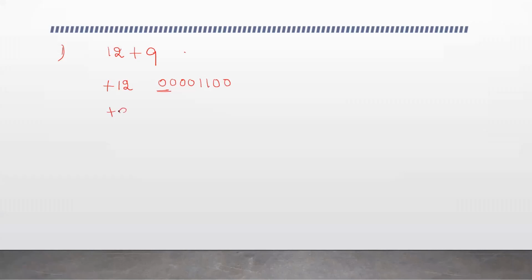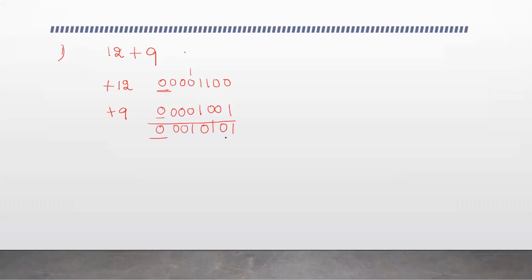And plus 9. It is a positive number, so the sign is 0. And 0, 0, 0, 1, 0, 0, 1. When we add it, 1, 0, 1, 1 plus 1 is 1, 0, 1, 0, 1. The sign is 0 and 0, 0, 1, 0.